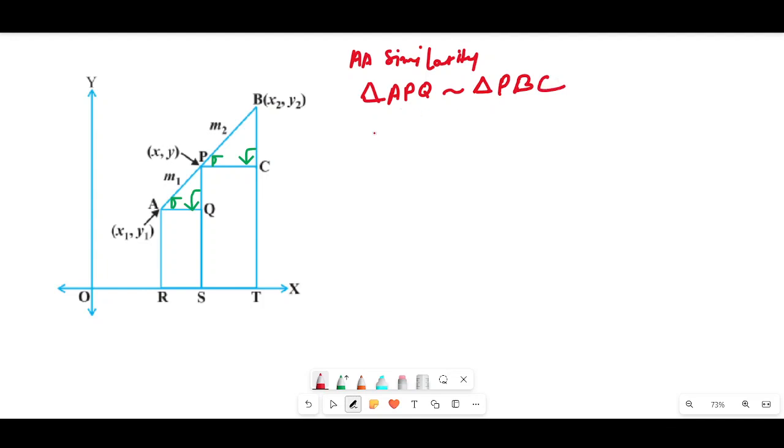Then we can say that PA upon BP, this upon this, equal to the side of AQ, we can say that QA upon CP. Then we can say that PQ upon BC. Clear?